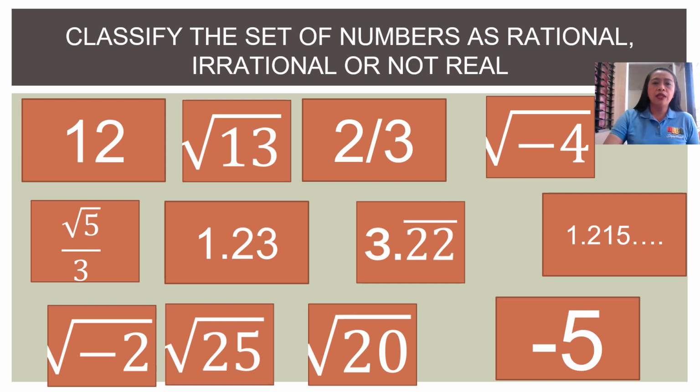So where can you classify your 12? Square root of 13, 2 over 3, square root of negative 4, square root of 5 over 3, 1.23, 3.22, 1.215, square root of negative 2, square root of 25, square root of 20, and negative 5. Okay, kindly put some colors and then identify. You start with rational, then irrational, then not real. I'm going to give you some time to classify these numbers.